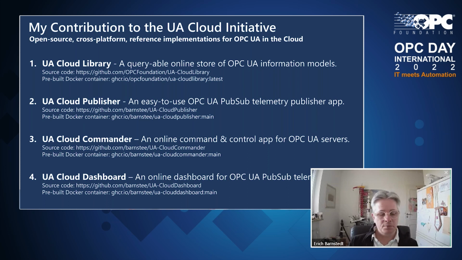Another important piece is what I call the UA Cloud Commander. It's an online command and control app for OPC UA servers. So if you want to control your OPC UA server from the cloud or any location really, the UA Cloud Commander is an important piece, and it can be completely controlled via MQTT. So you don't need anything else, just an MQTT broker somewhere in the cloud.